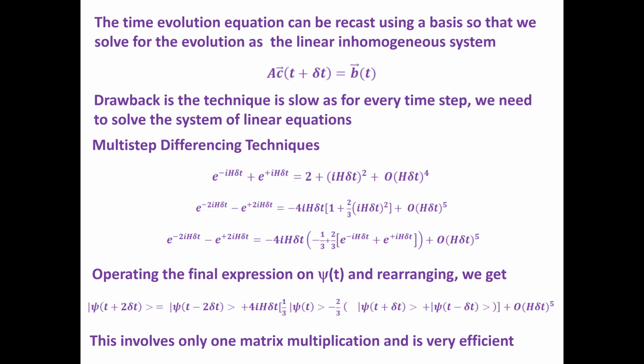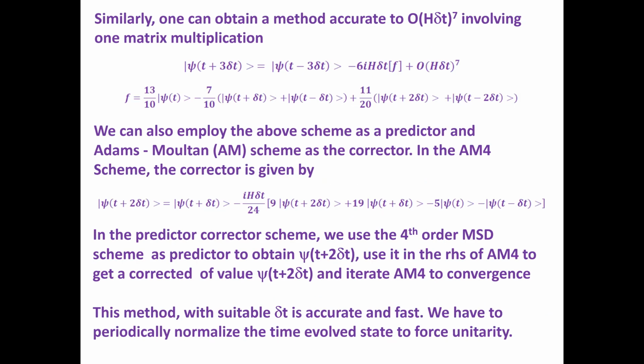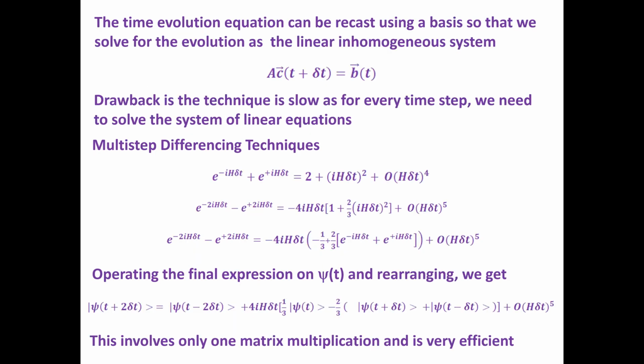Okay, if you want higher accuracy, you can construct further, and then you can show that for psi t plus 3 delta t, you can have an expression like this, which is O H delta t to the power 7. But as you keep increasing this, the time step for which it is going to be useful, for which convergence is going to be good, is going to reduce considerably. So delta t has to be much smaller as you go to higher order techniques.